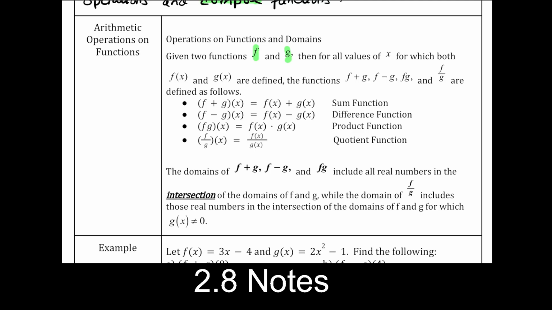The domains of these functions are all real numbers that are in the intersection, and we've talked about this, the intersection of the domains of f and g. While the domain of f over g includes all the ones in the intersection, except for when g is 0, because of course you cannot divide by 0. Now, just a brief reminder of what intersection might be.